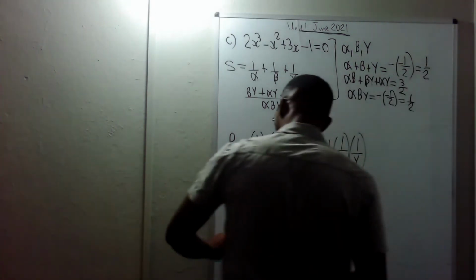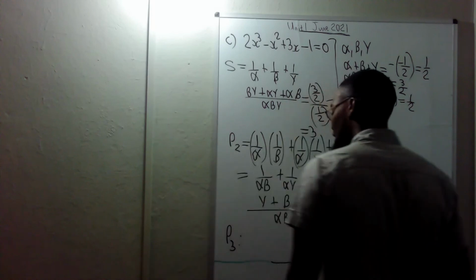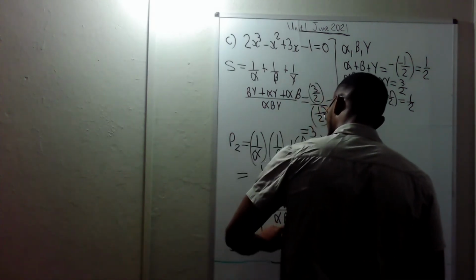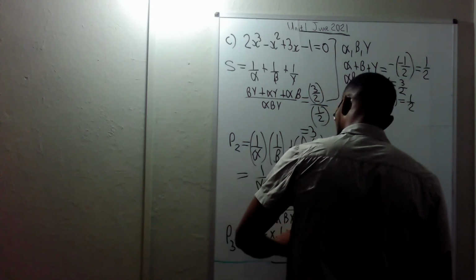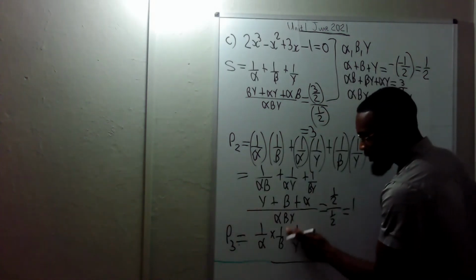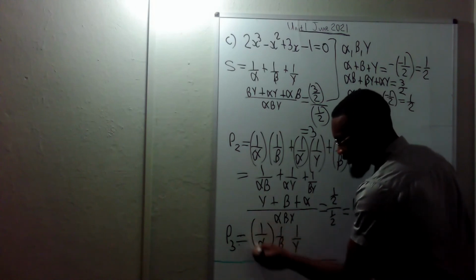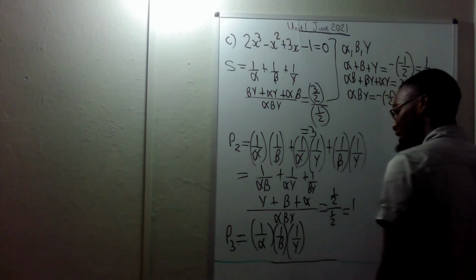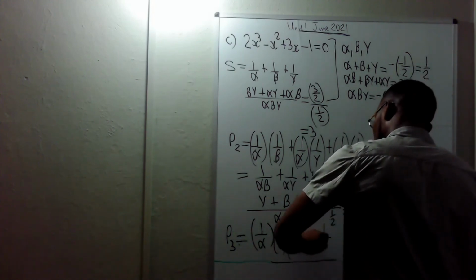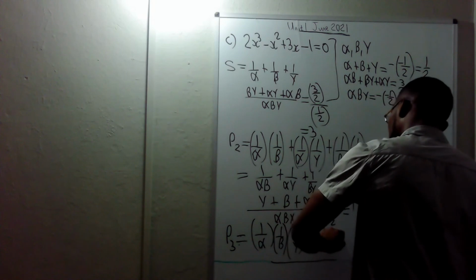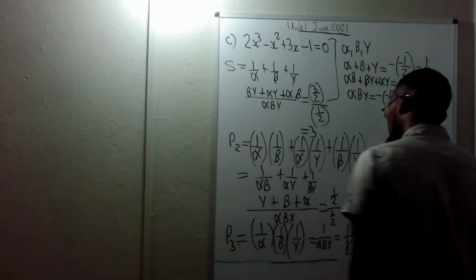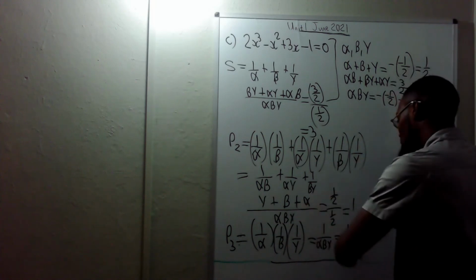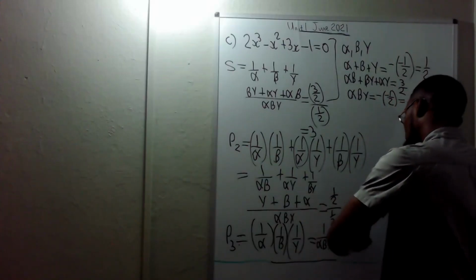Finally, we need the product of the three roots. The product of the three roots is equal to 1 over alpha times 1 over beta times 1 over gamma. Let me remove the times symbol. Let me just put brackets. 1 over alpha times 1 over beta times 1 over gamma is 1 over alpha beta gamma, which is 1 over a half. 1 divided by a half is 1 times 2, this is 2.